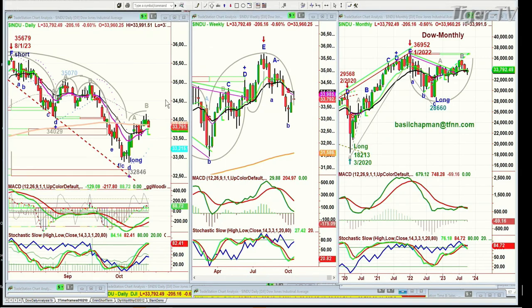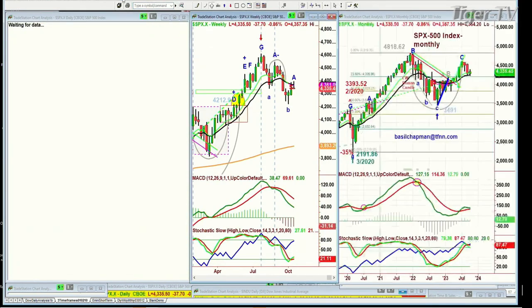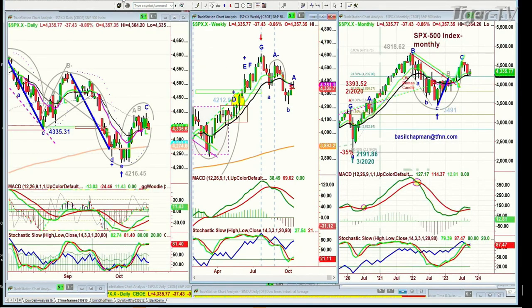You'll see the same thing in the S&P. The S&P made a leg B yesterday. It extended up. Now let me just go through this, SPX.X. There it is. Now it's down 37. Still the green, the 9-period moving average is green, but I'm just watching this very closely to see if this is going to be the moment to start back to the upside.